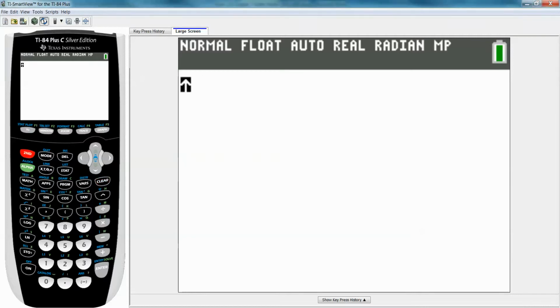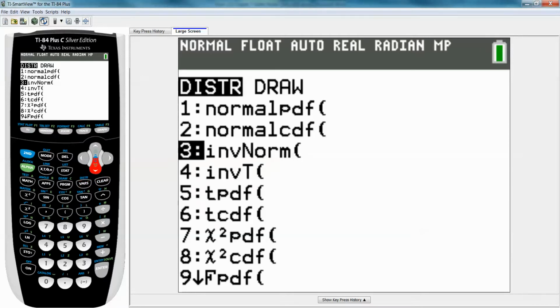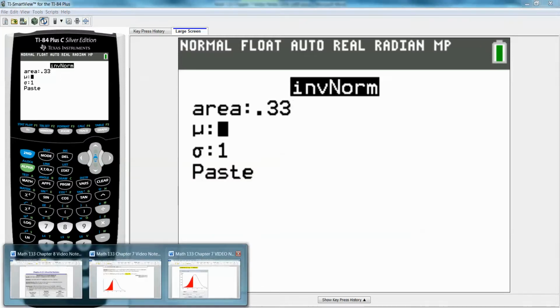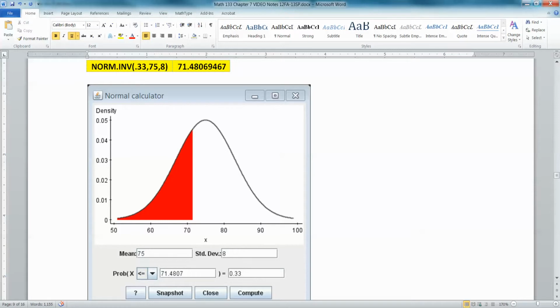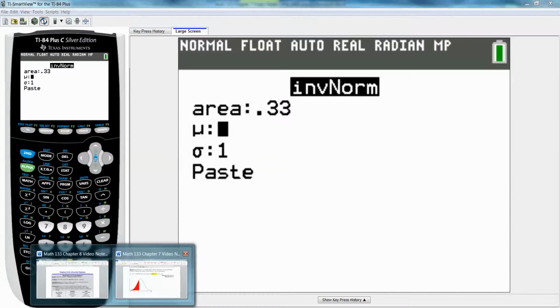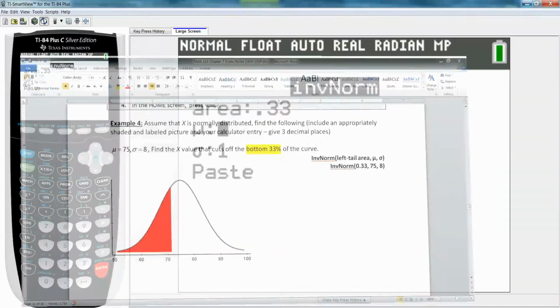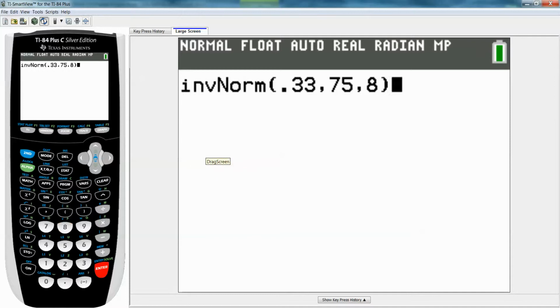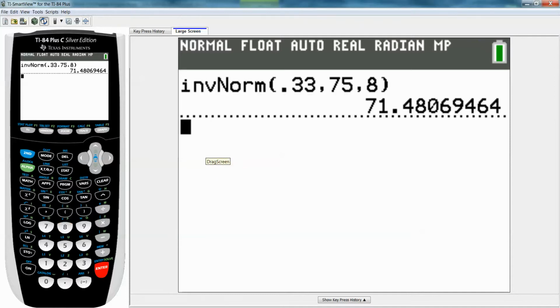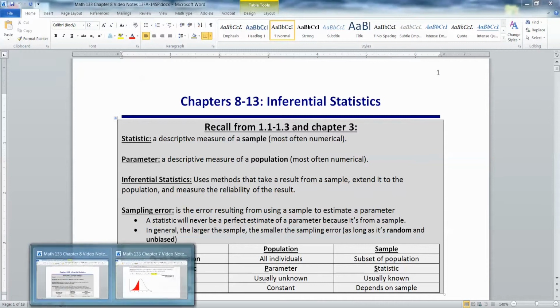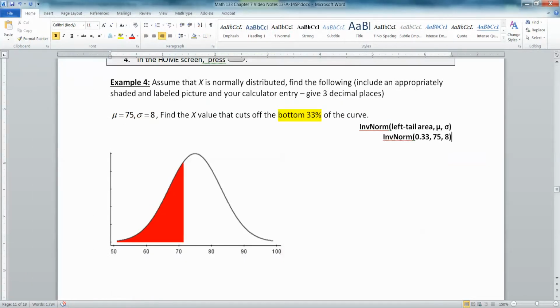So let me clear this out. Distribution, and it's number 3 right there. See number 3, inverse norm. You say 0.33, comma, and then what was it? Hold on, I'm in the wrong spot. There it is, 75, comma 8. 75, enter, 8, enter. 71.48. Okay. Oops, that's the wrong video. Come back. 71.48.